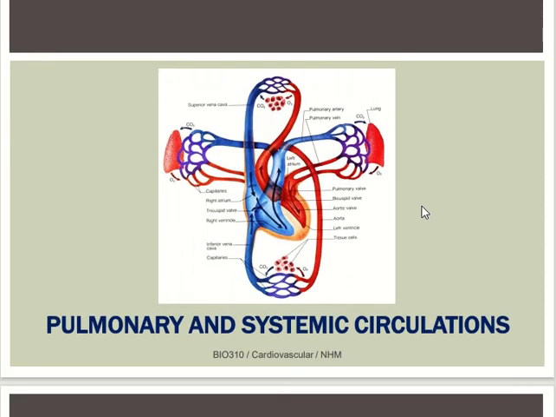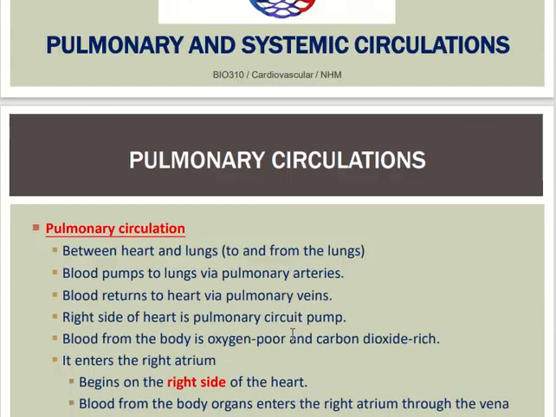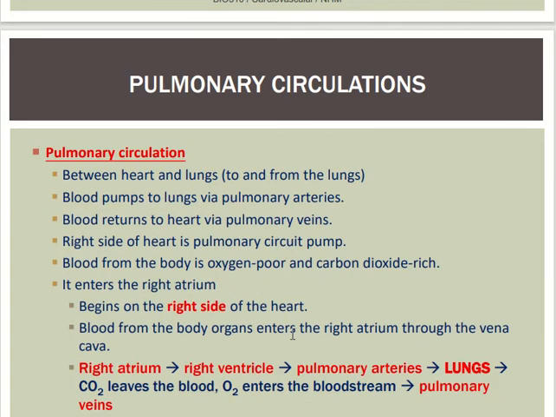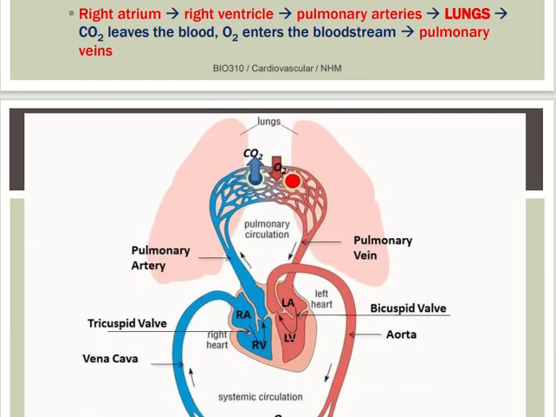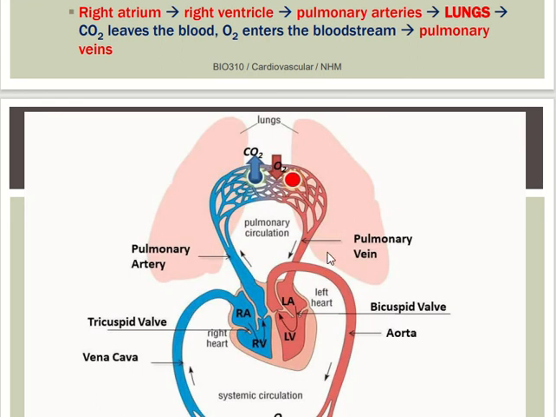So in the heart, there are three types of circulation that you have to know. Three types of blood pathway. Okay, the first one is pulmonary, the second one is systemic, and the third one is coronary. So what is pulmonary circulation? Pulmonary circulation is a circulation of blood between the lungs and also the heart. Okay, so meaning to say between the lung and the heart.